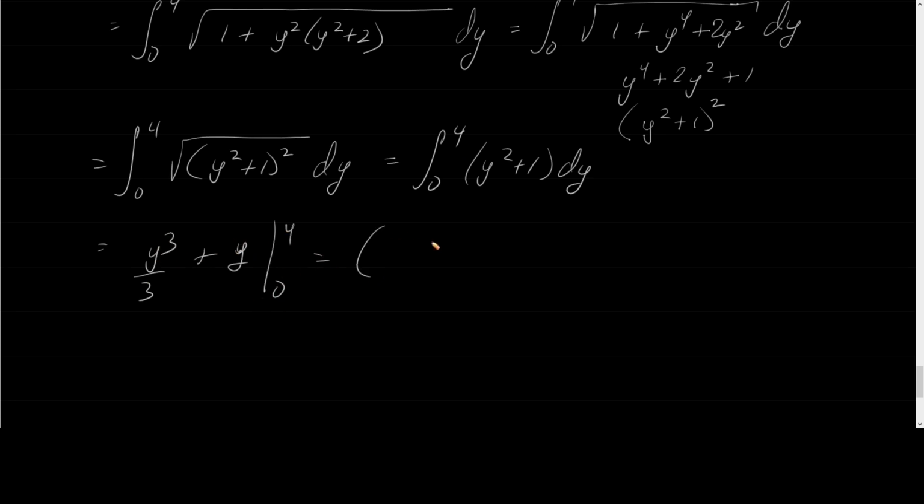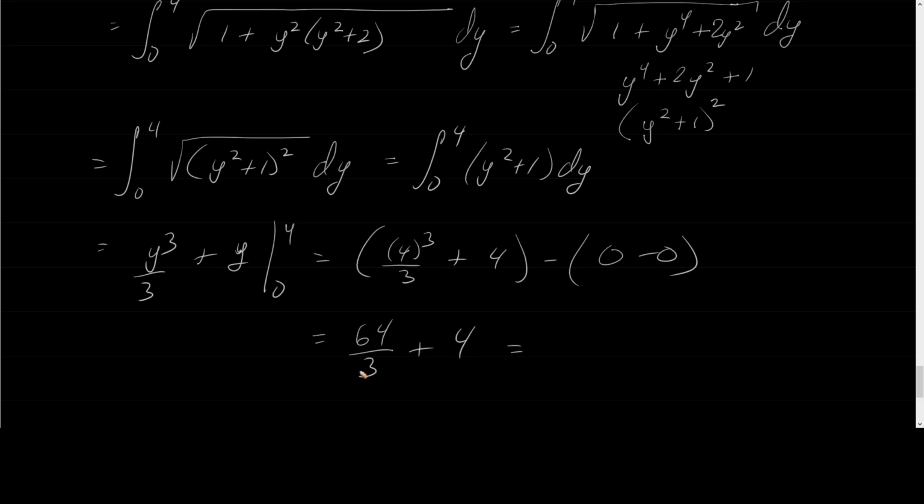Plug in the 4, so I end up with 4 cubed over 3 plus 4, minus plug in the 0. Well, 0 minus 0. Exciting stuff there. So now, 4 to the third. Well, what is 4 to the third? 4 to the third is 4 times 4 times 4, which is 64. And we have that plus 4.